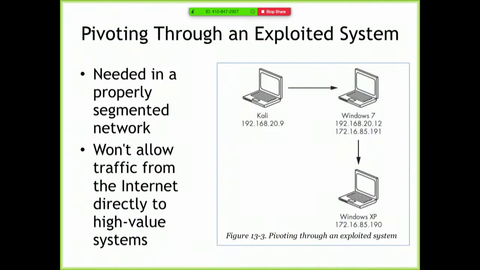So anyway, this process is called pivoting, where you're attacking a machine, you take over some end user station like Windows 7, and now you want to take over some other machine here, and you can't get in there directly, so you try to pivot through this machine to get there.